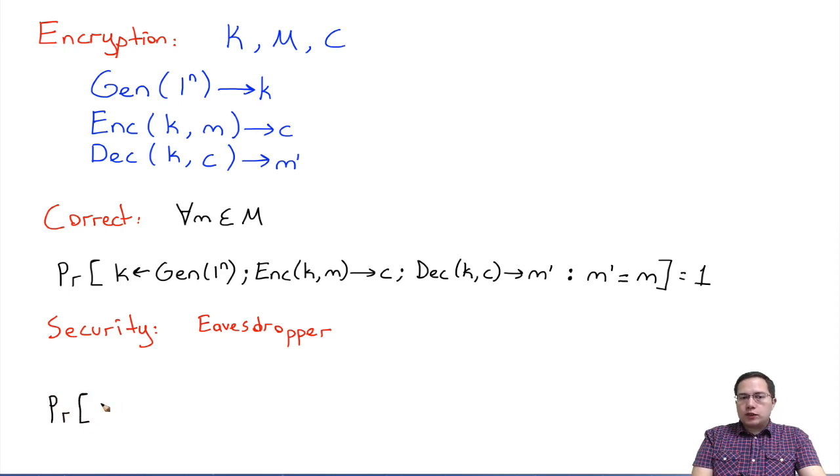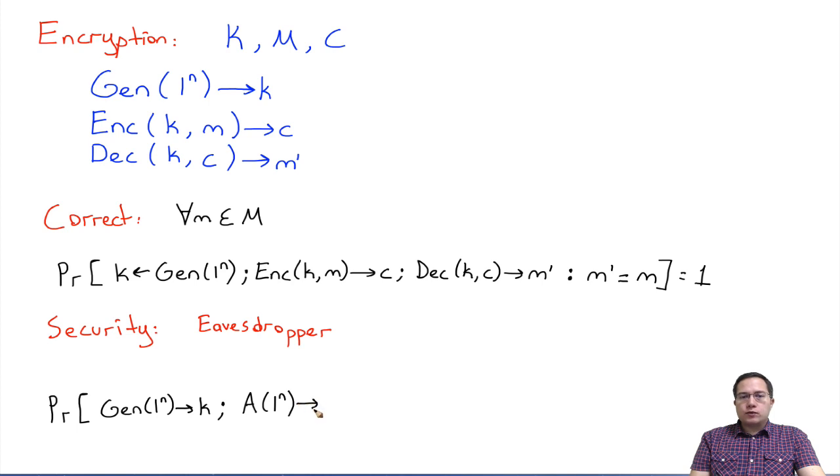We are going to generate a key again. So we will use this Gen function with the security parameter. We are going to generate this key, but remember, this key is secret, so we are not going to give it to the adversary. What we are going to give to the adversary is the security parameter. So we will let the adversary know the security parameter we are working with.